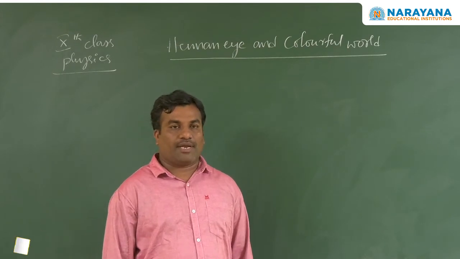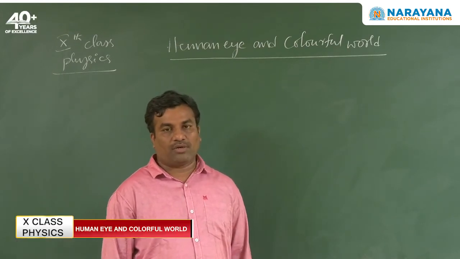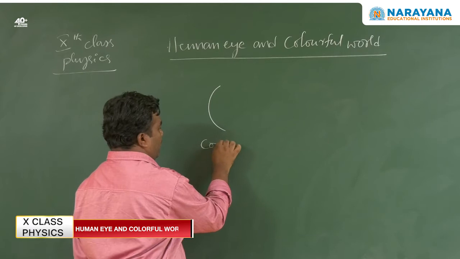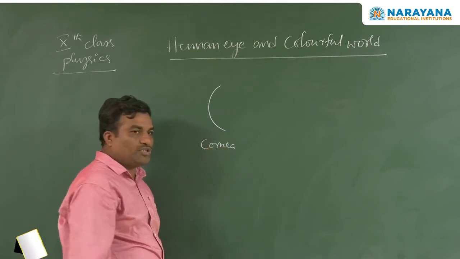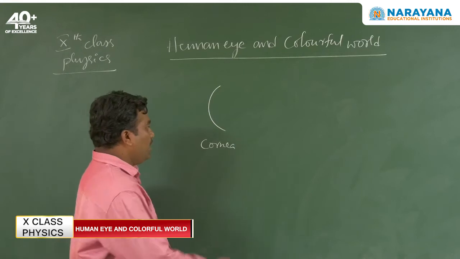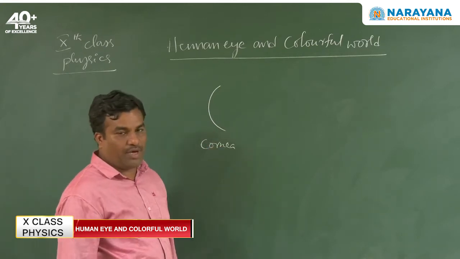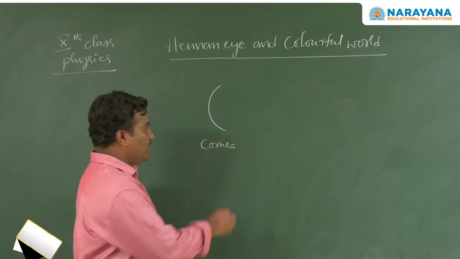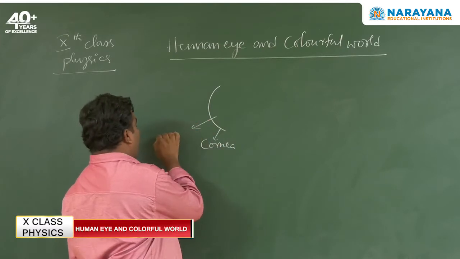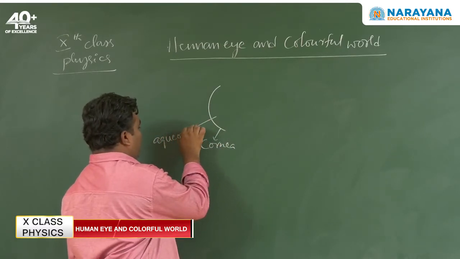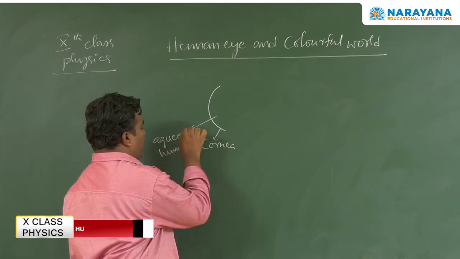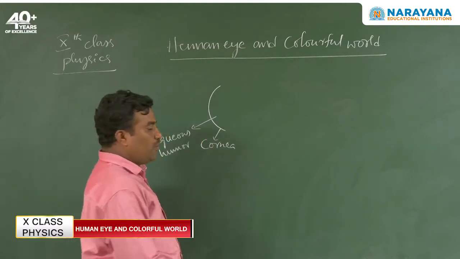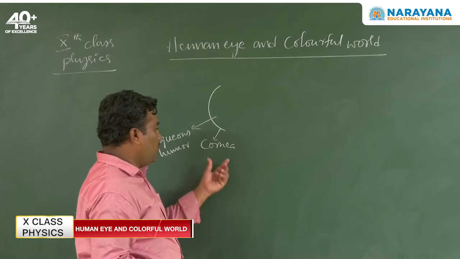Here we can observe a very protective membrane called the cornea. First of all we observe the cornea. It is spherical in shape and sharply curved. Behind the cornea we observe a liquid, the space is filled with liquid. That liquid is the aqueous humor. So you can see the aqueous humor and the cornea.